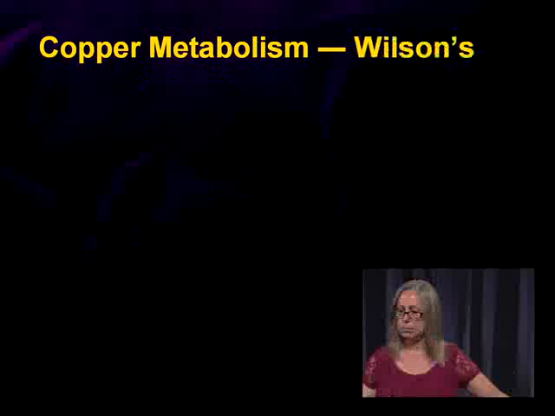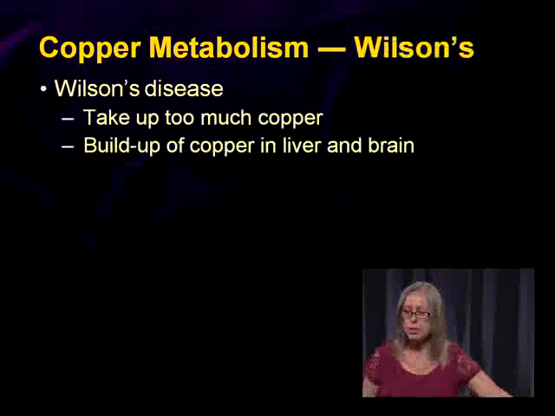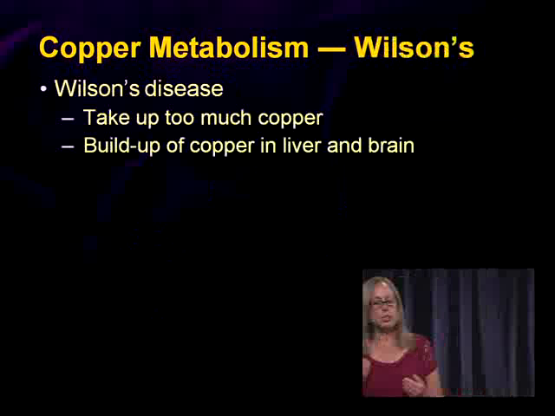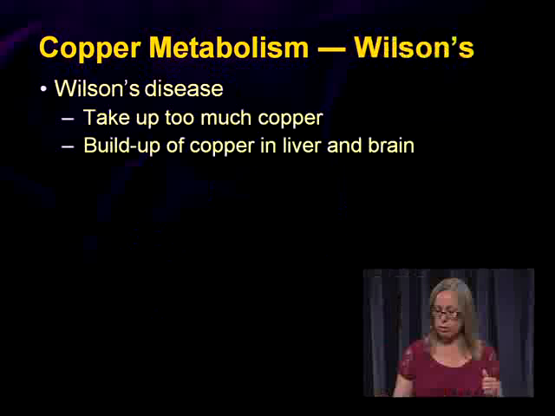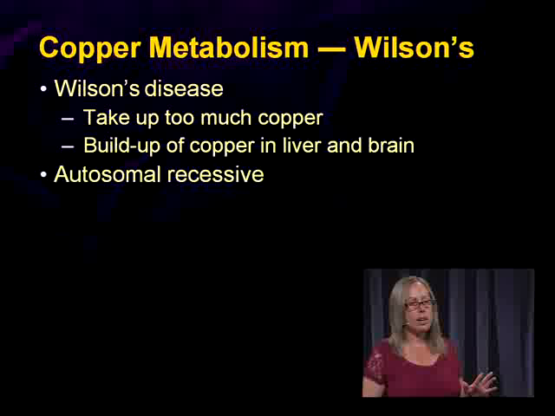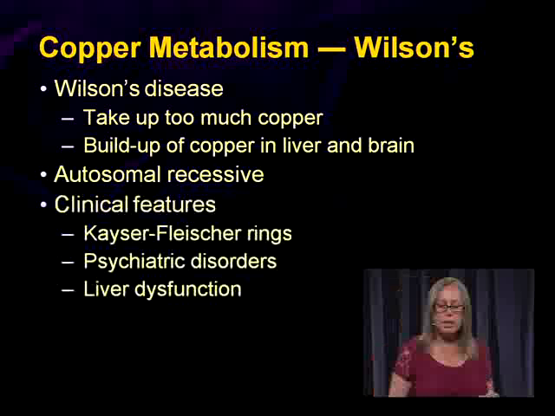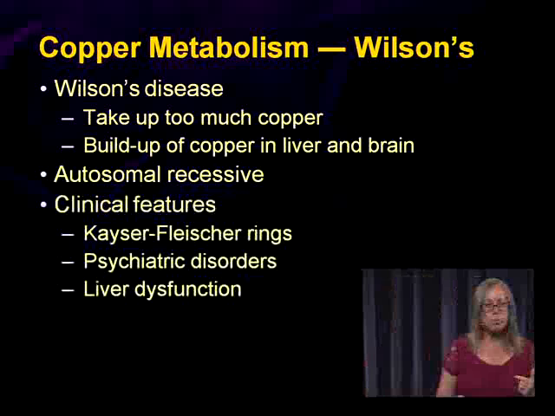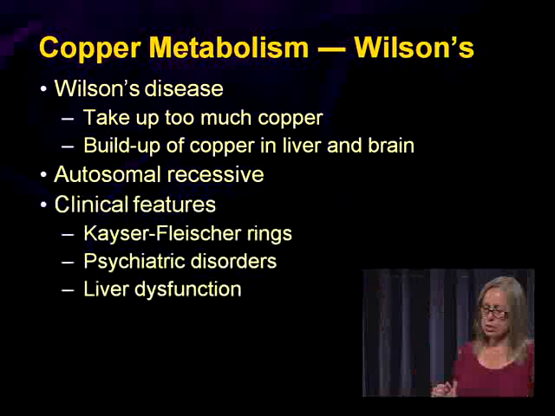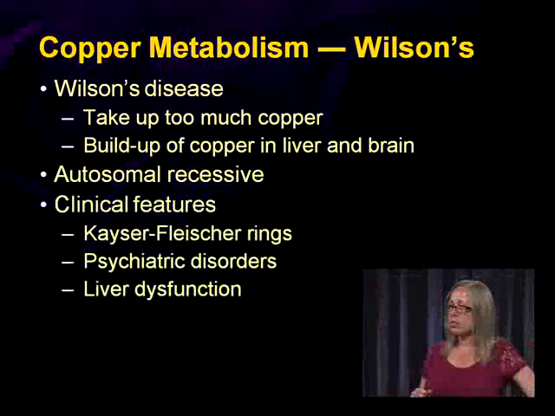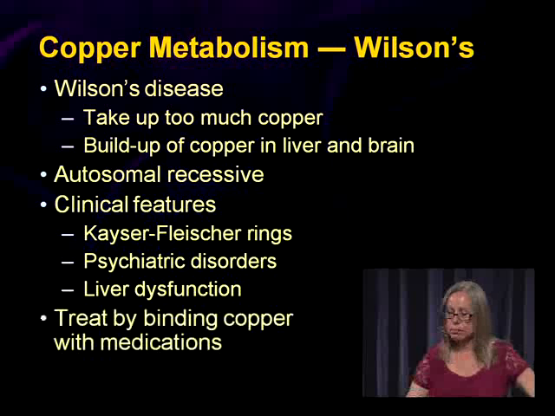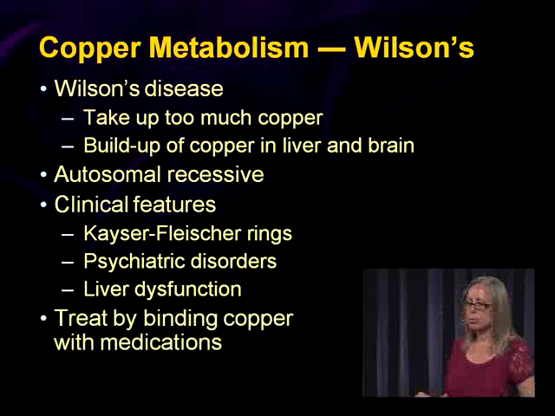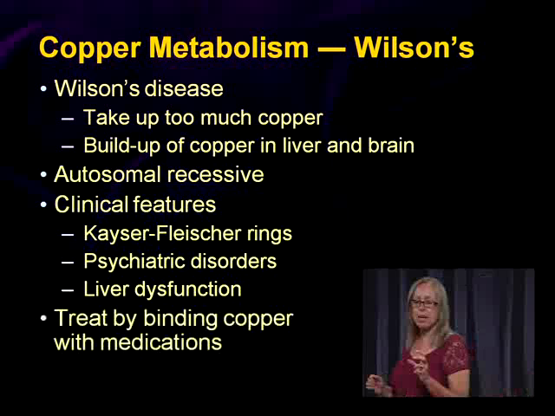The opposite problem is Wilson's disease. Now you're going to take up too much copper, and then you're going to have a buildup of copper in your liver and in your brain. This is an autosomal recessive condition. Clinical features are Kaiser-Fleischer rings that you can see on the iris, often picked up by your friendly ophthalmologist. May present as a psychiatric disorder and also with liver dysfunction. And so you're going to treat this by giving them agents that bind copper, like penicillamine.